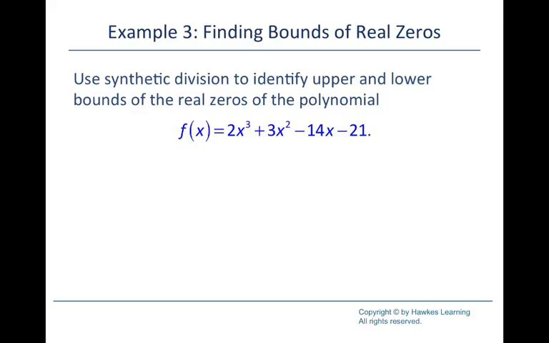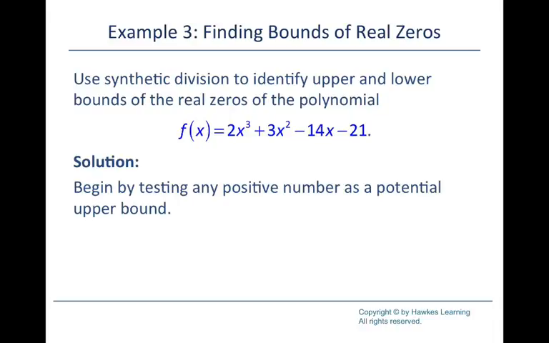Okay, so it says use synthetic division to identify upper and lower bounds of the real zeros of this polynomial. It's a cubic polynomial, so there's three zeros. We can look at the potential zeros. We can test any number as a potential upper bound, and then we can test any number as a lower bound. So they're testing 2.